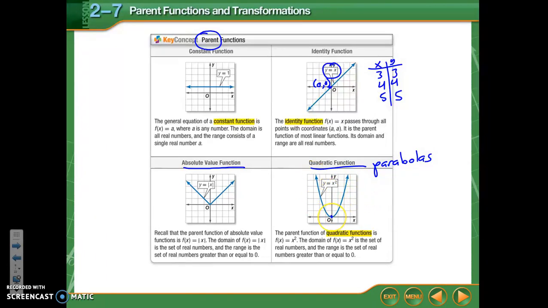It opens up, its vertex is at (0, 0), and it has what we call a normal width because we measure everything else being wider or narrower based on y equals x squared. The a value here is 1, so this is like y equals 1 times x squared. So that 1 is the most basic width that we can have. Here again, the domain is all real numbers, and the range is y is greater than or equal to 0.